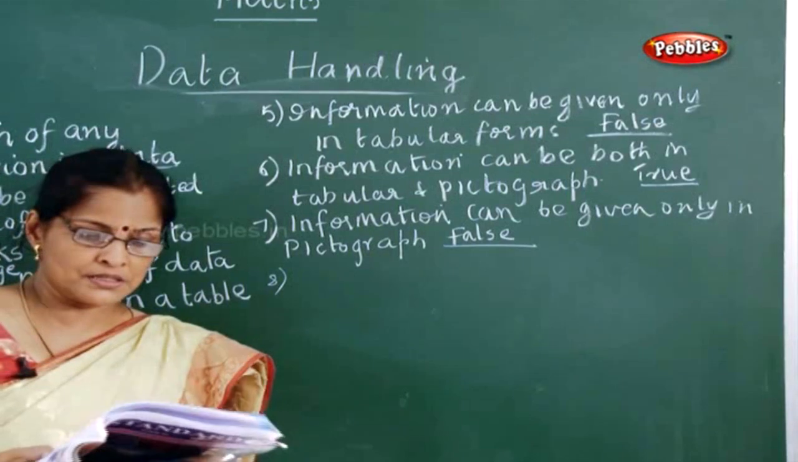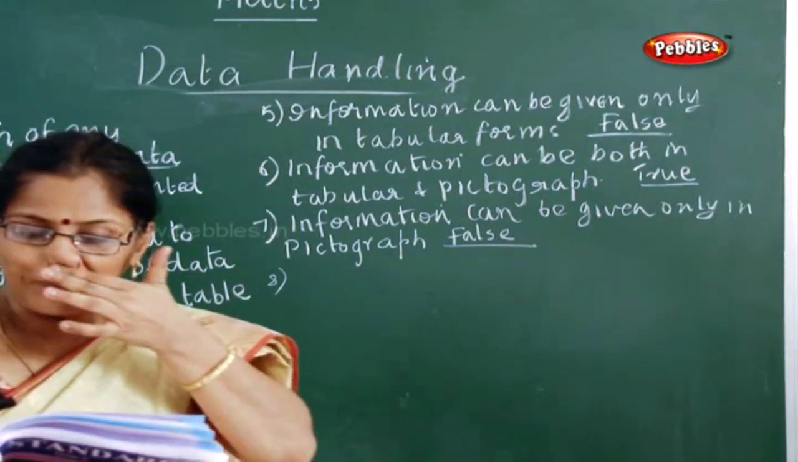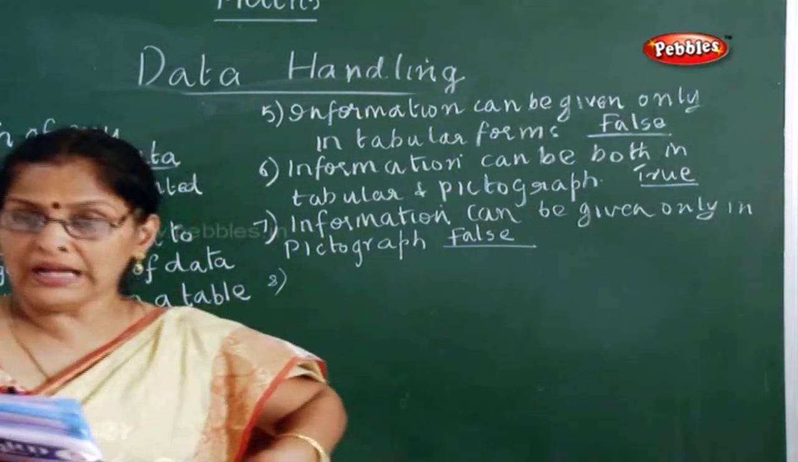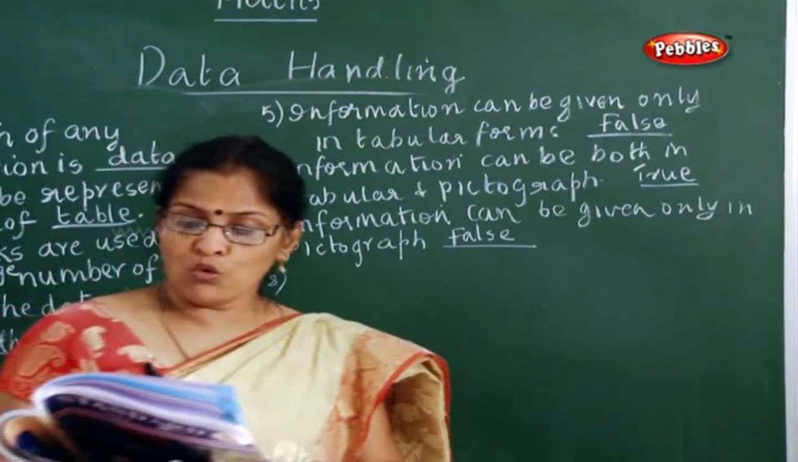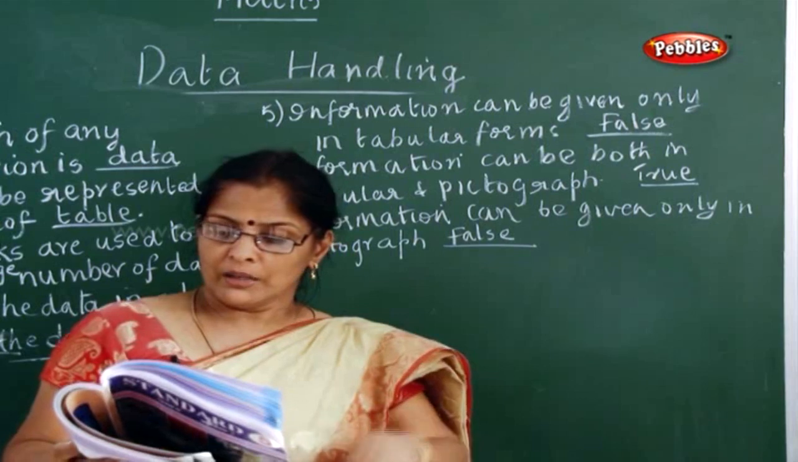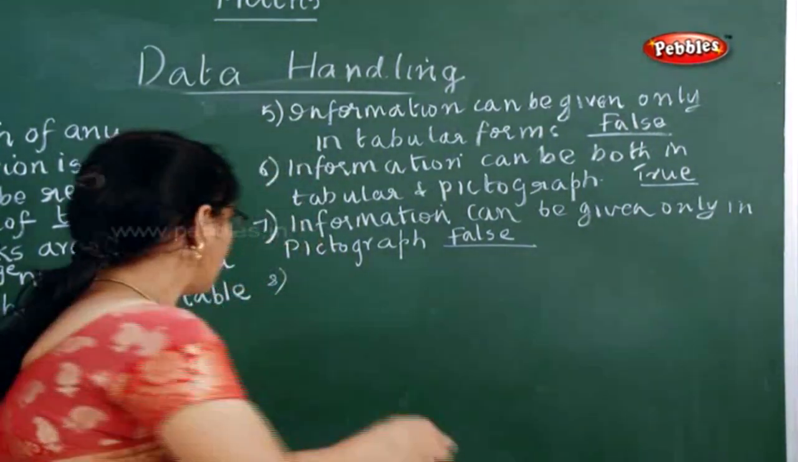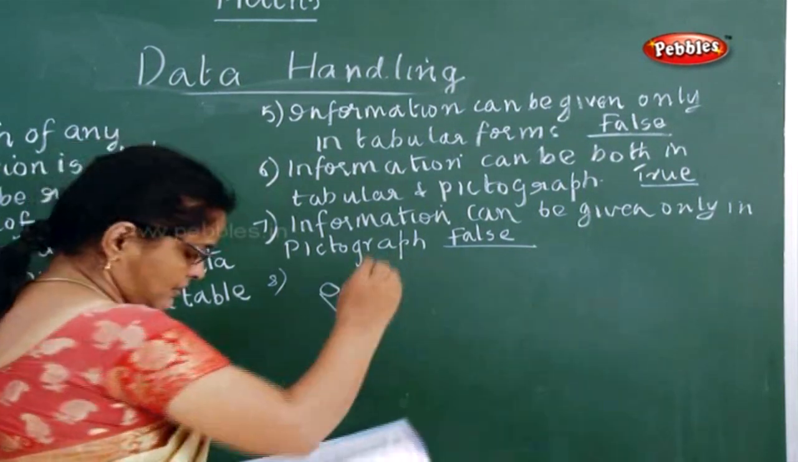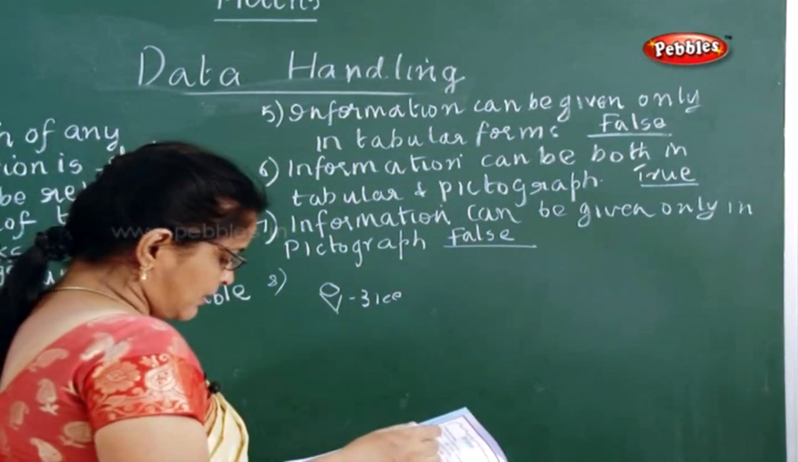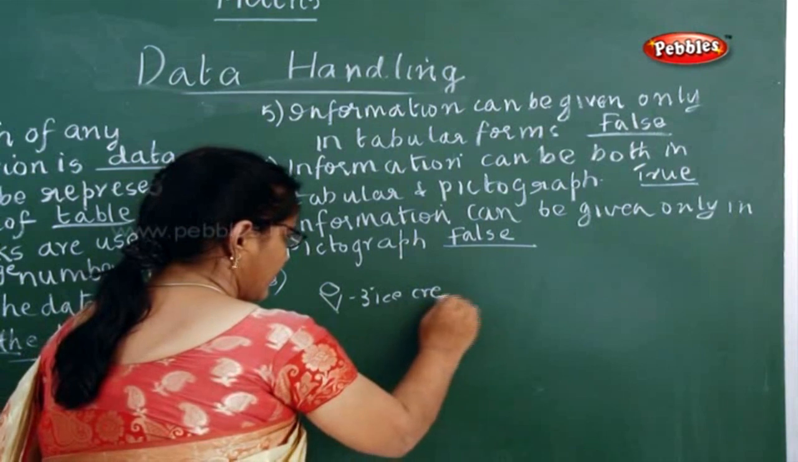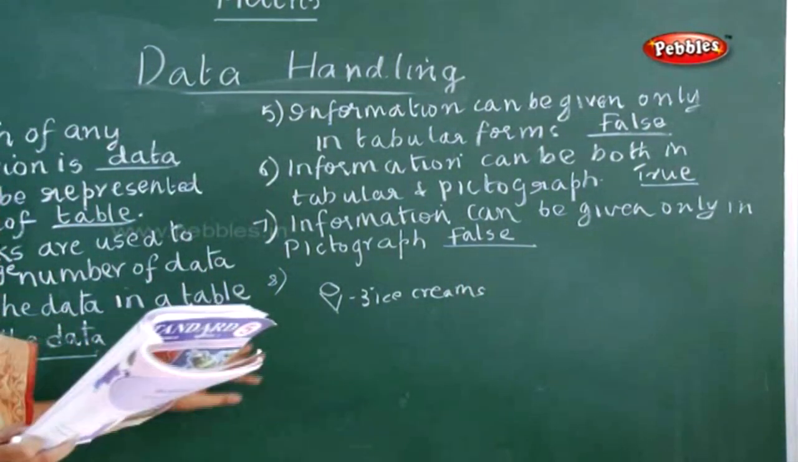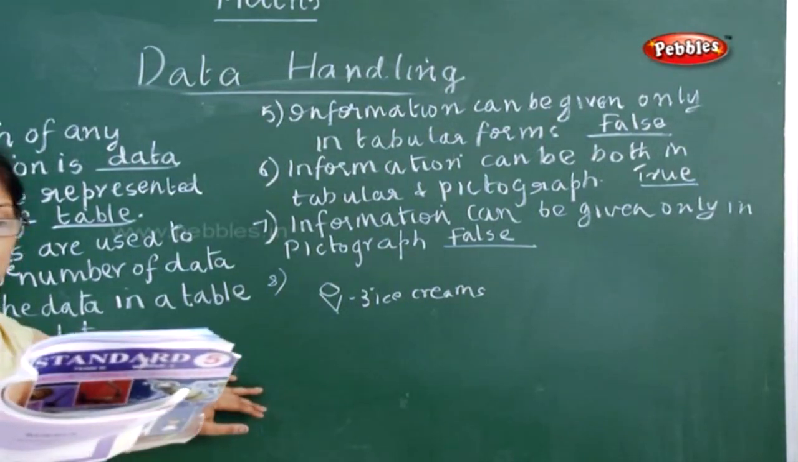Now what is it? Vanilla ice cream, pista ice cream, strawberry ice cream, mango and chocolate. Now what you have to do is, one cone represents 3 ice creams. One cone represents 3 ice creams. Okay. Now with the help of the pictograph, you have to fill in the blanks.